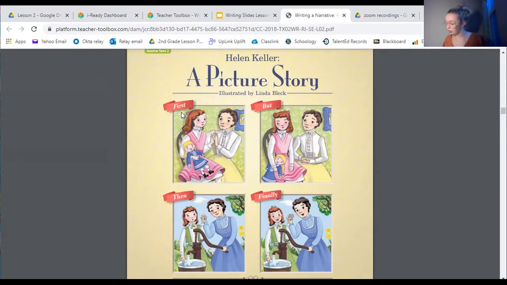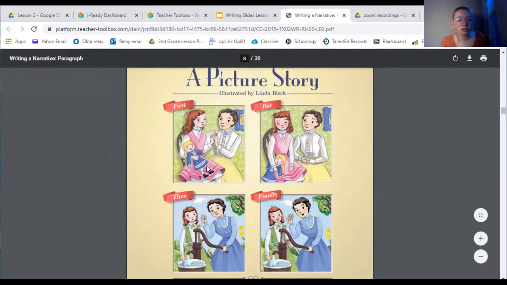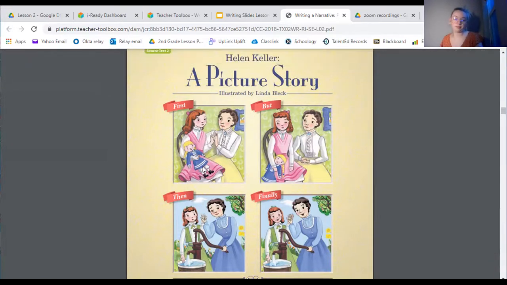So first, what's happening in this first picture? What do you think? It looks to me like this is Helen Keller and this is Anne Sullivan. And Anne Sullivan is trying to tap a word on Helen's hand, but this is the second picture, but Helen looks kind of sad, like she doesn't really understand. And Anne Sullivan looks concerned.